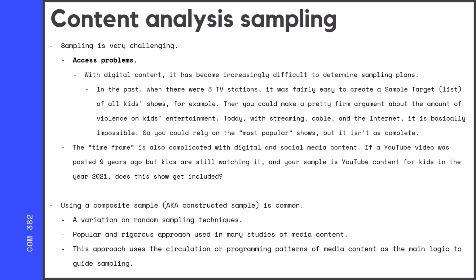So, sampling is super challenging in content analysis, unfortunately, and it is often a matter of how you get access to the content. And unfortunately, nowadays, it's way harder than it used to be. So, in the past, a long time ago, there were only 3 TV stations. So it was really easy to create a sampling target. Remember, that's like the list of all the kids shows, for example. There were 3 TV stations, so there were probably 20 children's shows.